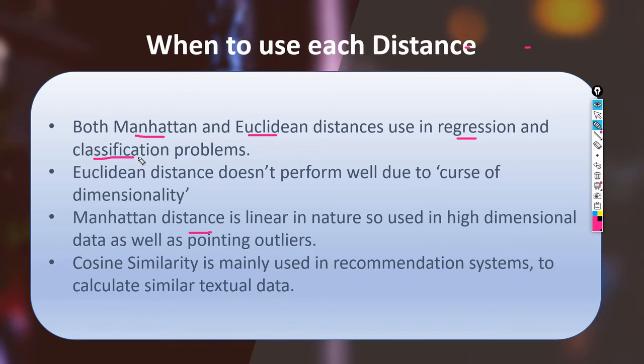Either of them is fine for KNN. Now, there is a catch: Euclidean distance does not perform well due to the curse of dimensionality. This is a special term, curse of dimensionality. I have a separate video on this, you can check out that video for better clarity. But in one line, Euclidean distance cannot perform well on higher dimensions.